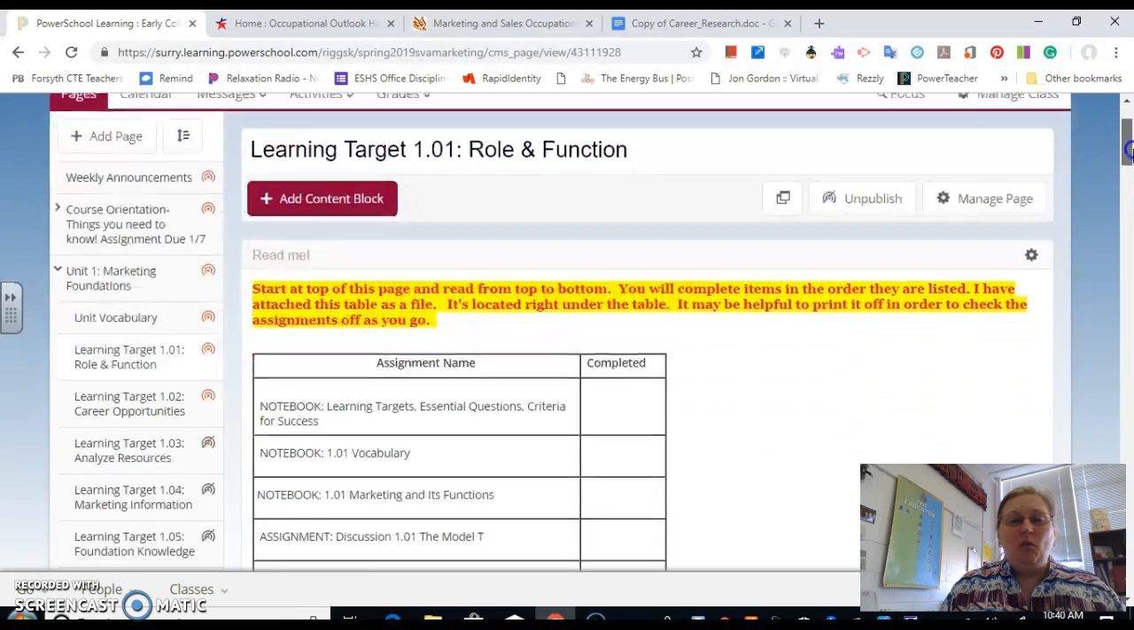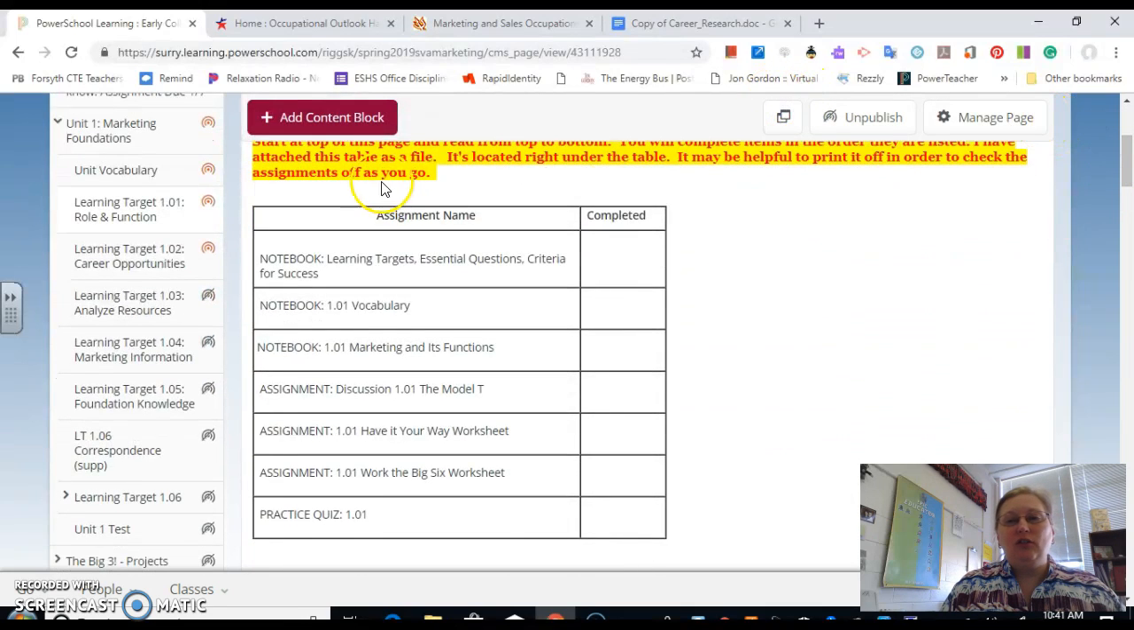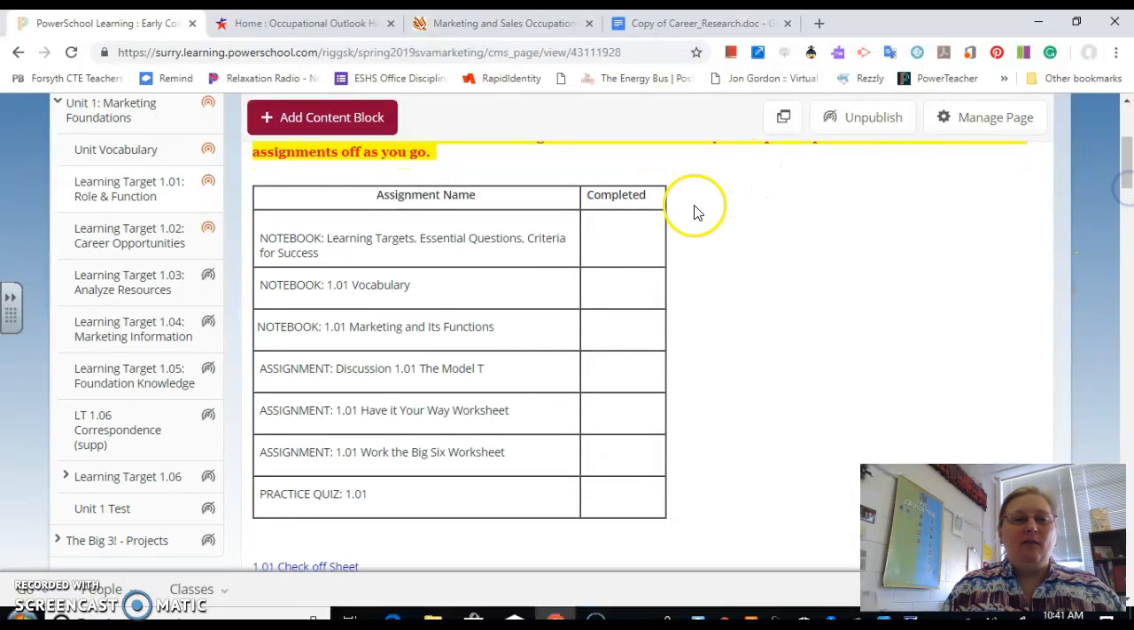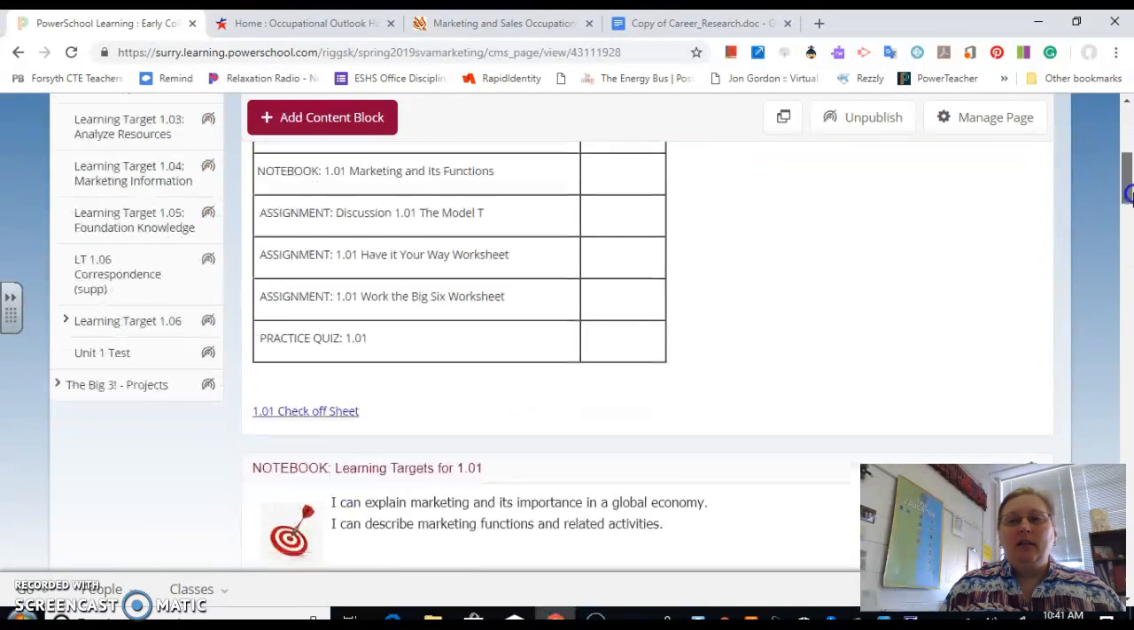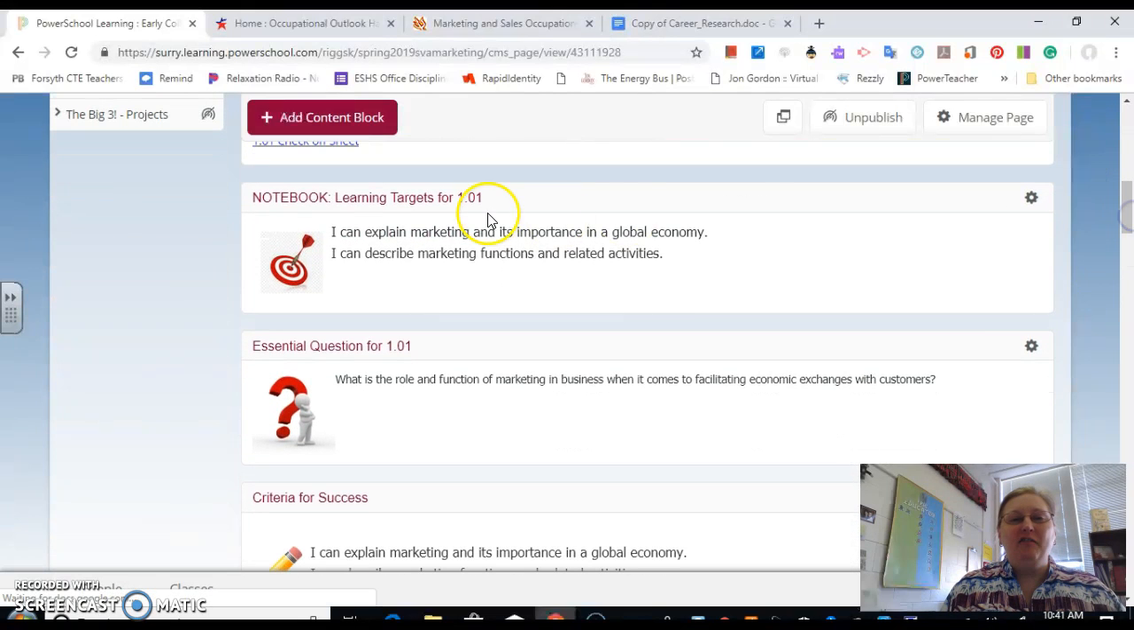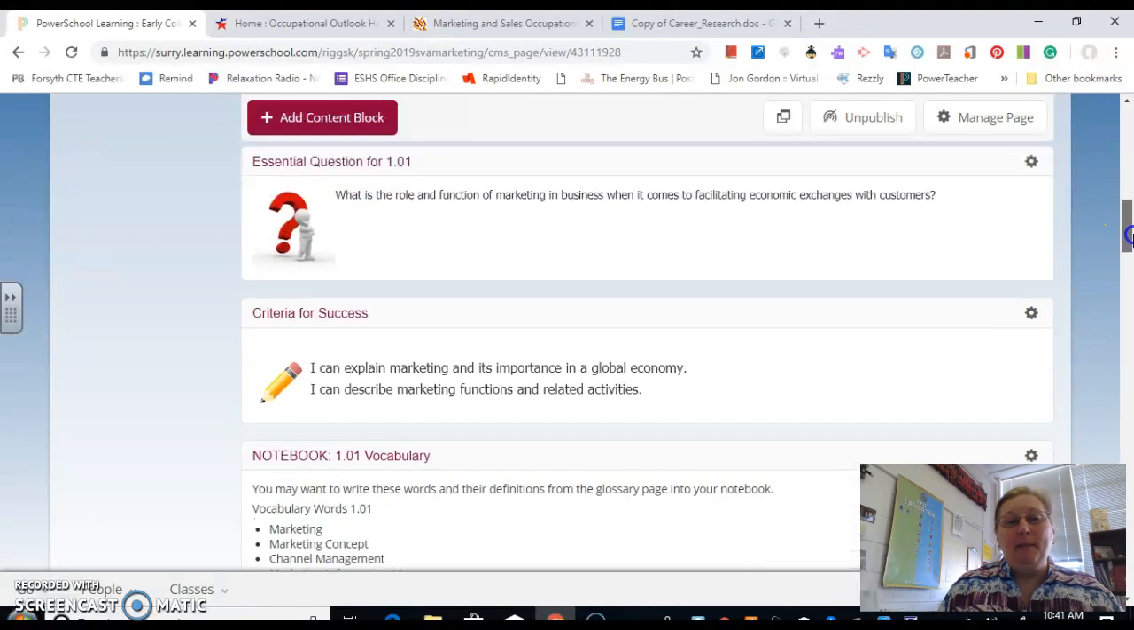When you start 101, you'll see my instructions are always in yellow. This is your checkoff sheet. You have 3 things that you're doing in your notebook, and you have 3 assignments and a practice quiz. Beside that, I have the Learning Target's notebook. I have students who say it's very helpful if they write that learning target in their notebook. I'll leave that up to you, but I put that there.